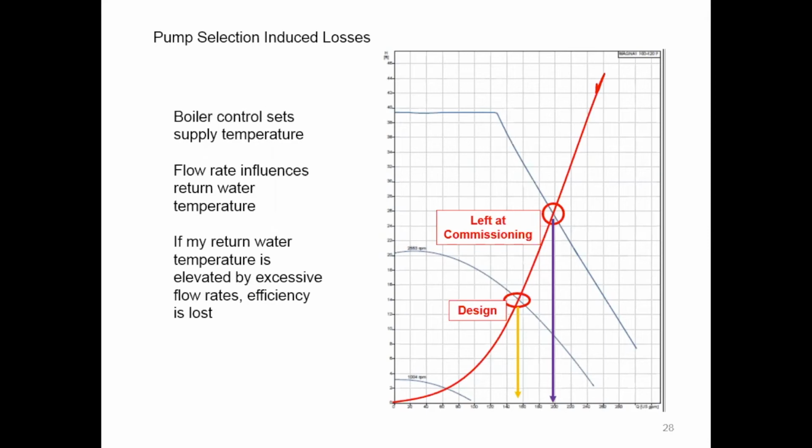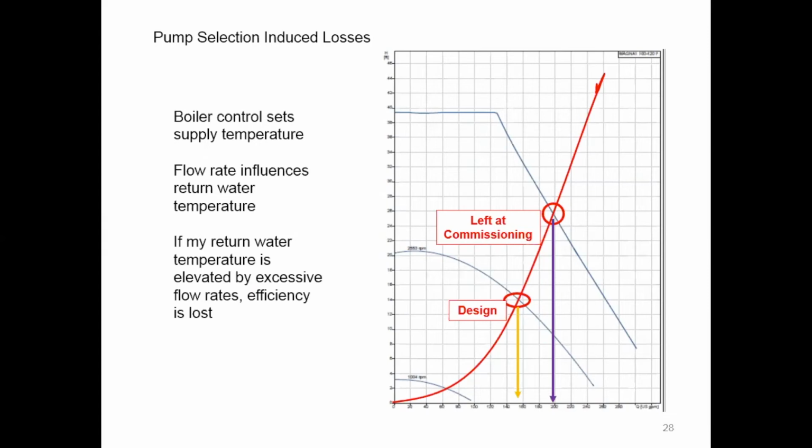If the control goes in and it's left in, we'll call it, where it can modulate up to the full speed of the pump, what will happen is as I increase the flow rate through the heat emitters, the delta T across that heat emitter will shrink, even beyond where my design delta T would be. And as the flow rate increases, I lose that delta T. Because the boiler puts out a set water temperature, when I shrink the delta T, how it's seen is the return water temperature starts to creep up or elevate. And as it elevates, I lose efficiency.